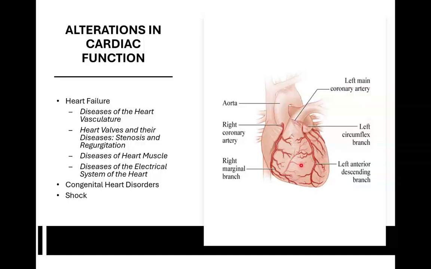And so what we're going to be asking ourselves is what happens if there's an interruption of blood flow to specifically the myocardium, which is the muscle that contracts to generate the force to force blood out of the heart. Then we are going to look at what happens when the valves don't work as they should. From there, we're going to turn our attention to some diseases of the heart muscle itself. So we're going to talk about things like myocarditis and cardiomyopathy.